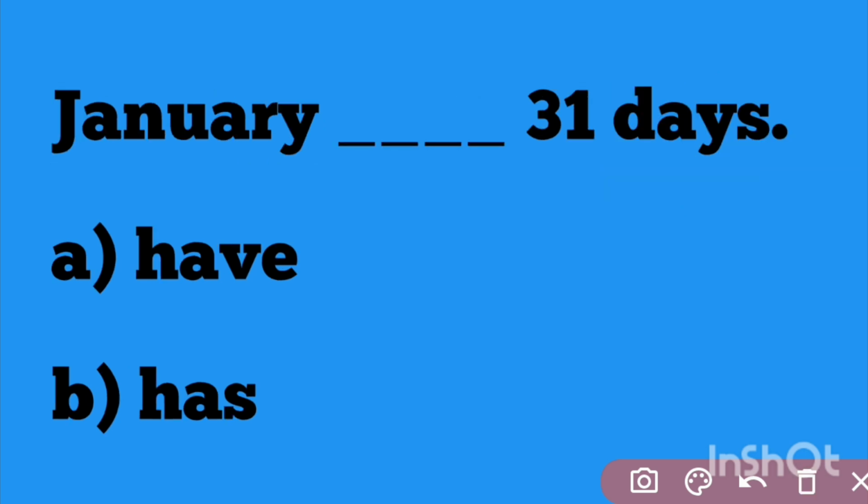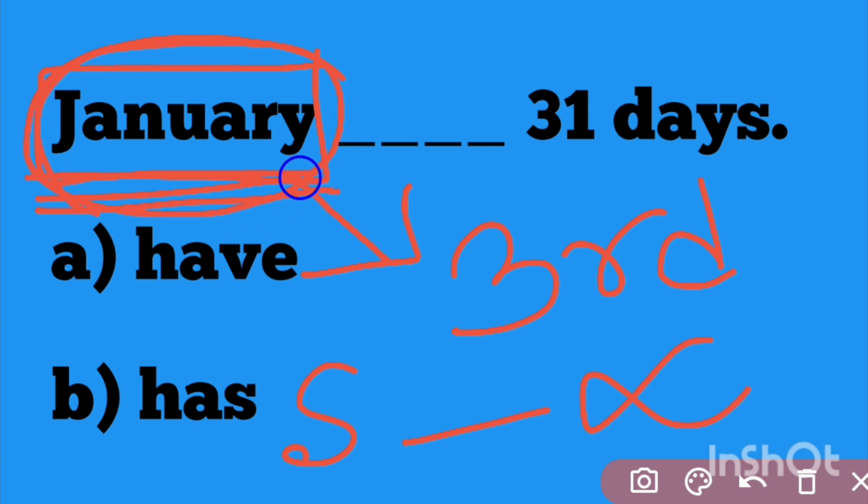January blank space 31 days. Friends, January is the name of one month. So my dear friends, obviously it is third person here, because it is not first person, because first person refers to the speaker. Second person refers to the listener. It is not the speaker or listener. So obviously it is third person.